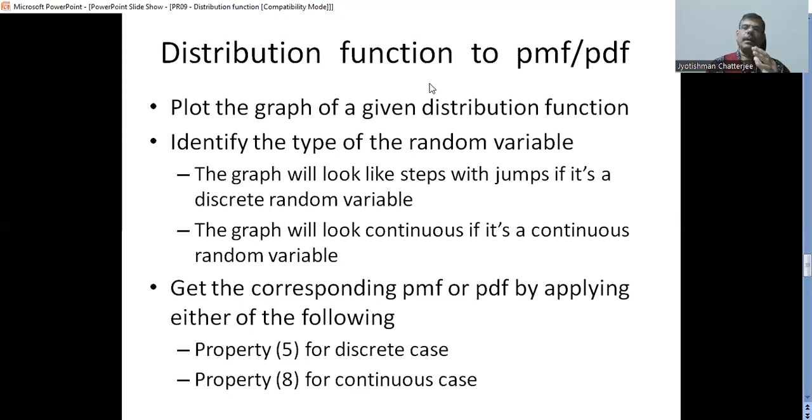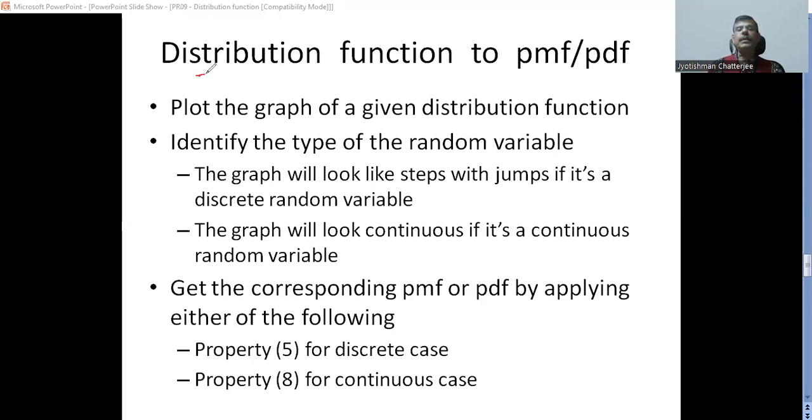Then your task, suppose, is to determine two things. Task number one is to determine whether it is a discrete or continuous random variable. And task number two is, if it is discrete, compute its PMF. If it is continuous, compute its PDF. Let's see how we can handle this.